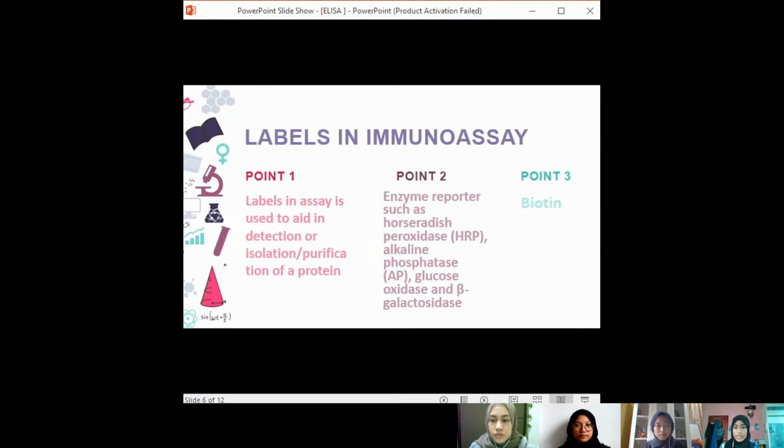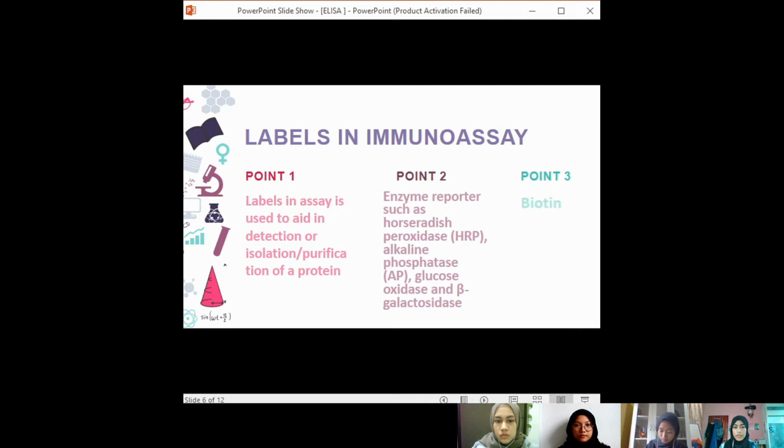What does it mean by labels in immunoassay? Labels in an assay are used to aid in detection, isolation, or even purification of a protein such as an antigen and antibody. The labels that are usually used in ELISA immunoassay are enzyme reporters such as horseradish peroxidase, HRP, alkaline phosphatase, AP, glucose oxidase, and beta-galactosidase. Enzyme reporters are also larger than biotin, however, they rarely disrupt antibody function. They can produce colors such as brown, purple, and yellow when reacting with substrate.